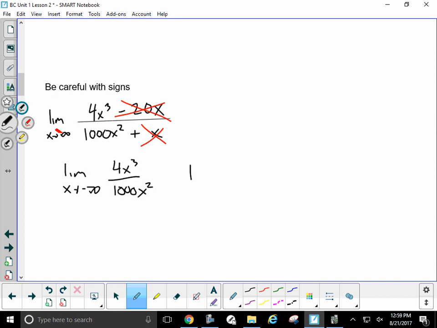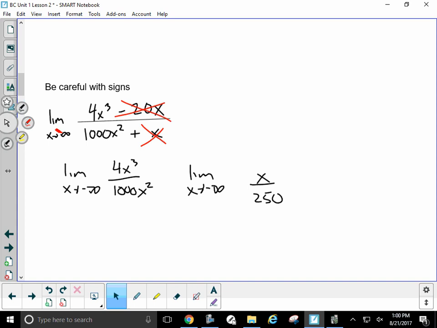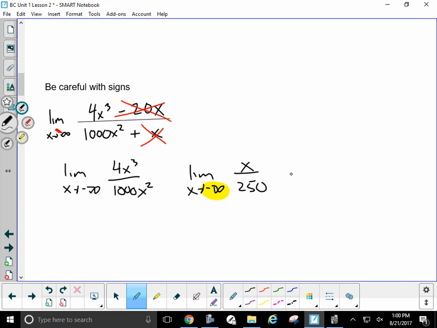And you could go even further and say this is the same as the limit as x approaches negative infinity. I'm not even going to bother to simplify the fraction. What's 250? Sure, I can simplify it. X over 250. But now we have to be careful when dealing with infinity. Infinity can be infinitely large and positive or infinitely large and negative. Here, this is infinitely large and negative. So I have a huge negative number divided by 250. Still going to be a huge negative number.